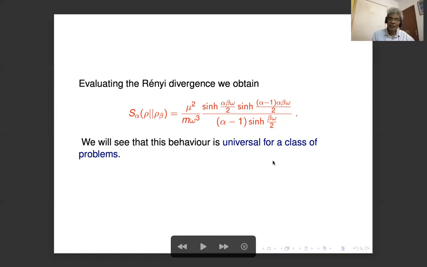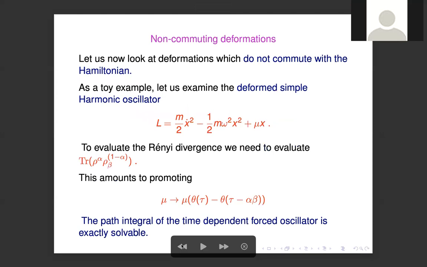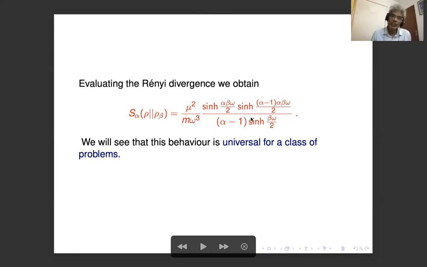Okay. And what we will see is that this simple problem, this dependence in alpha, is universal for a large class of problems. Basically, when we evaluate this path integral for such a harmonic oscillator, the path integral contributes the constant term. It's a sine function. But is it because of the Euclidean time we are considering that it is coming as sine hyperbolic? That's correct. Because of the Euclidean. That's correct.